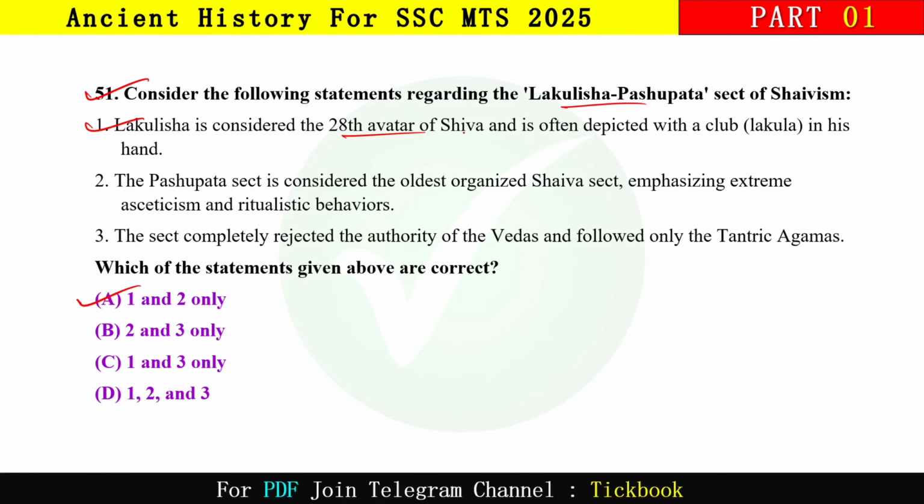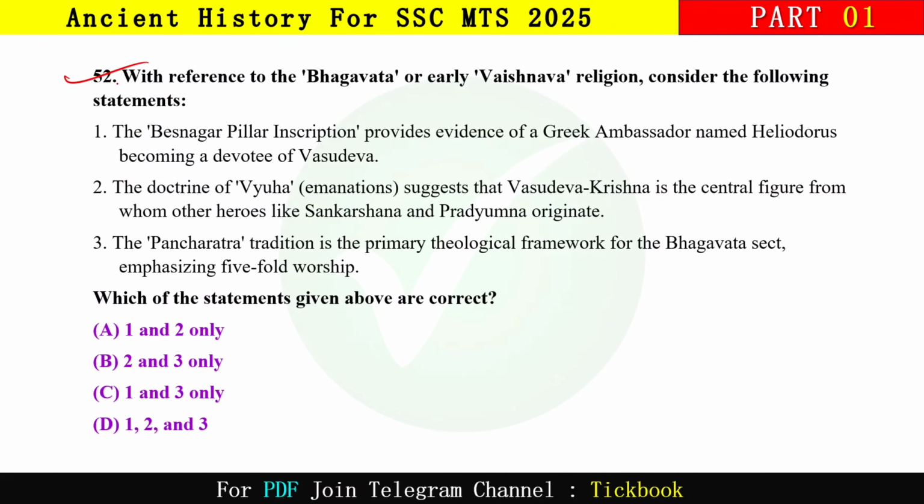Lakulisha is considered the 28th avatar of Shiva and is often depicted with the club, Lakula, in his hand. The Pashupat sect is considered the oldest organized Shaiva sect, emphasizing extreme asceticism and ritualistic behaviors. 52. With reference to the Bhagavat or early Vaishnav religion, consider the following statements. Option number D is the correct answer, 1, 2, and 3.